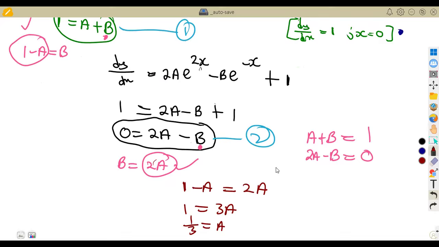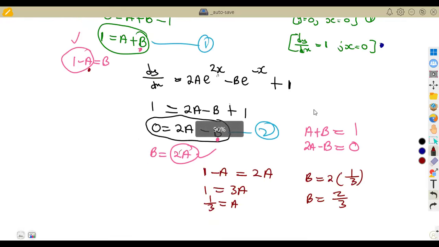To find b, we can substitute anywhere, but I can just take advantage of this because b is equal to 2a. So b is equal to 2 times a, which is 1 over 3. So b is going to be 2 over 3, just like that. I now have the values of a and b, which means I can now write the particular solution.